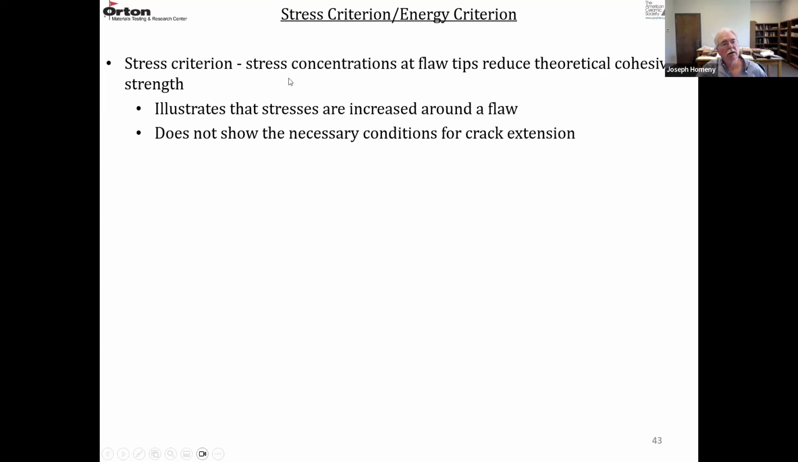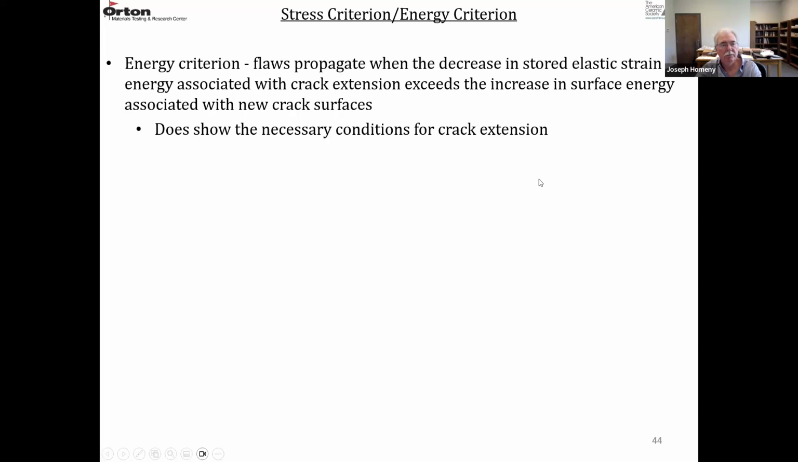So this stress criterion shows us the stress concentration at flaw tips. The stress concentrations reduce the theoretical strength. It's just telling us stresses are increased around a flaw, but what it doesn't tell us is when fracture is going to take place. So it doesn't show the necessary condition for this crack to grow at the tip of the atomically sharp crack. It just tells us how the stresses are concentrated.